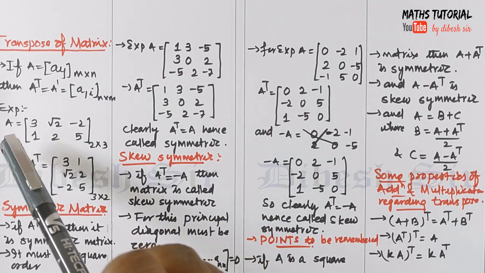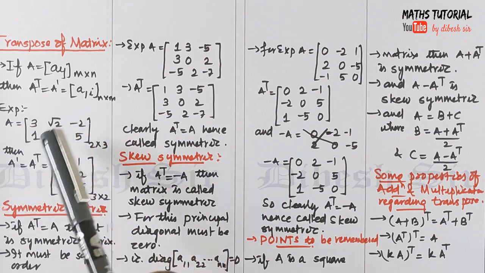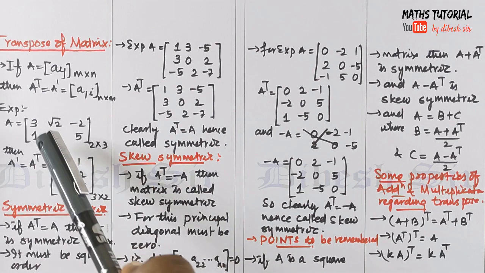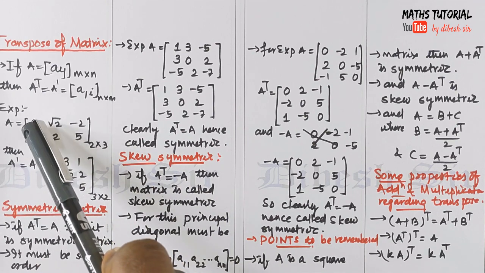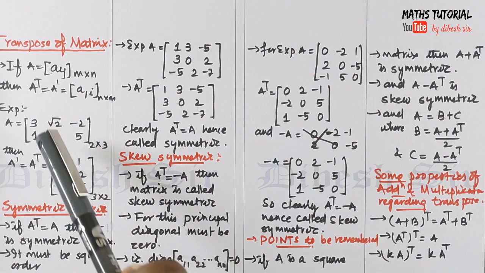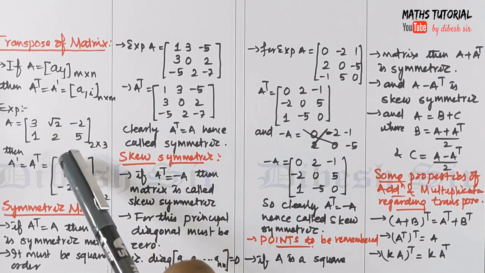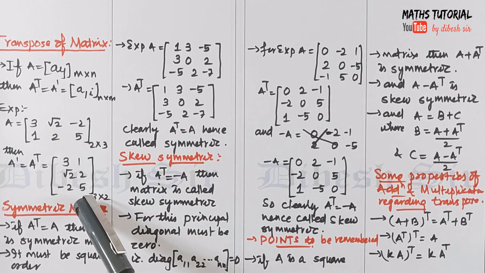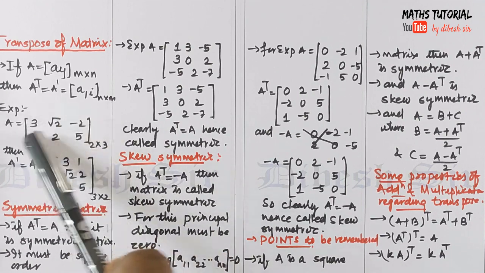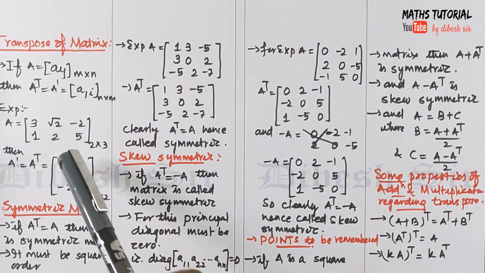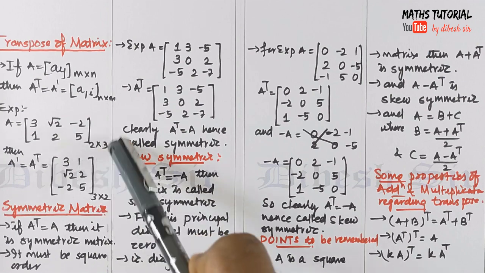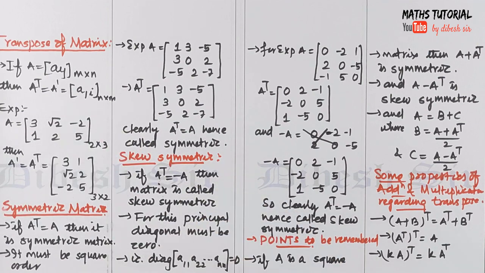See example, if A is equal to 3, root 2, minus 2; 1, 2, 5, which is 2 cross 3, then A transpose becomes, row changes to column, 3, 1; root 2, 2; minus 2, 5. So clearly A has 2 rows and 3 columns, but A transpose has 3 rows and 2 columns. That's why it is 3 cross 2 and this is 2 cross 3. So the order is reversed.